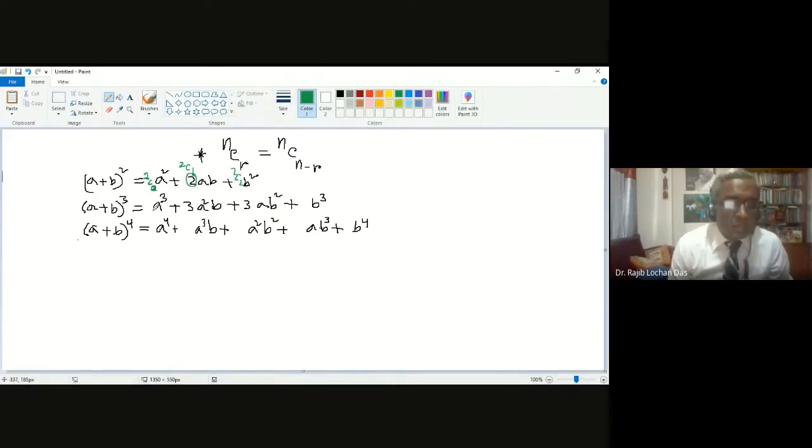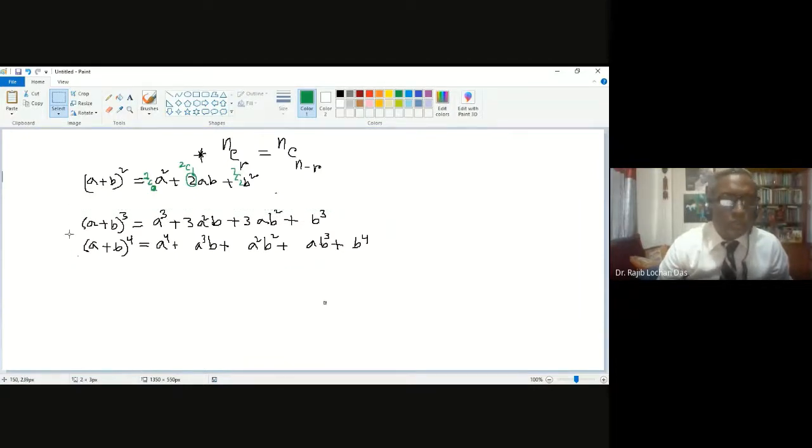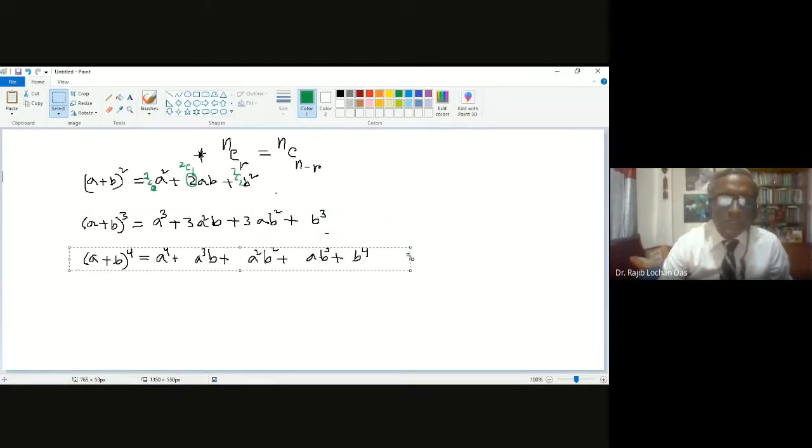For the second example, the cube formula, the first number is 3C0. That is why it is 1. And this 3 is 3C1, and then this 3 is 3C2. And then this one again, 1, is 3C3. So that is how the numbers are coming.